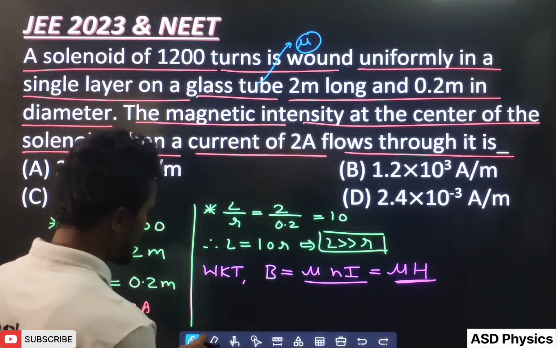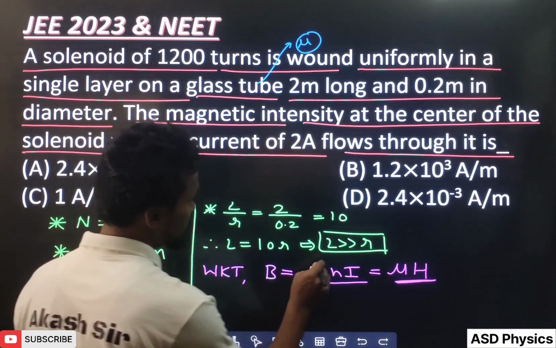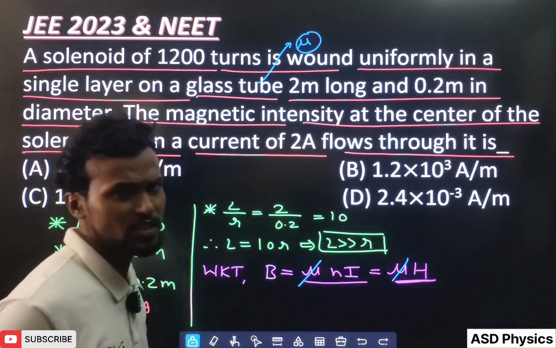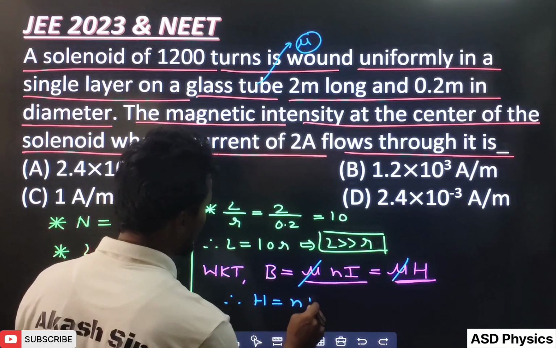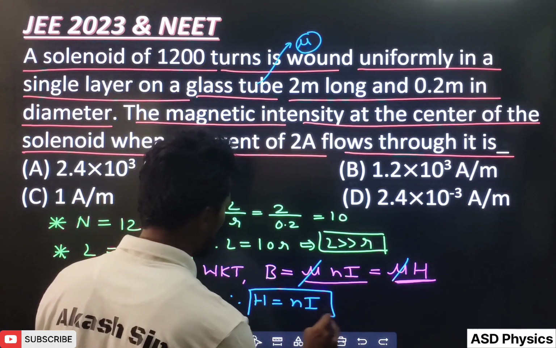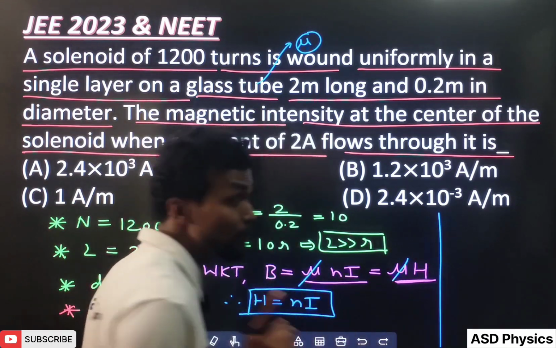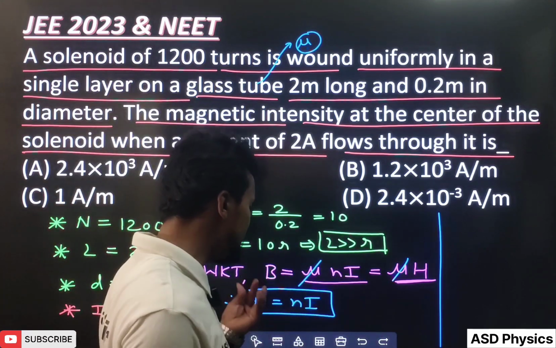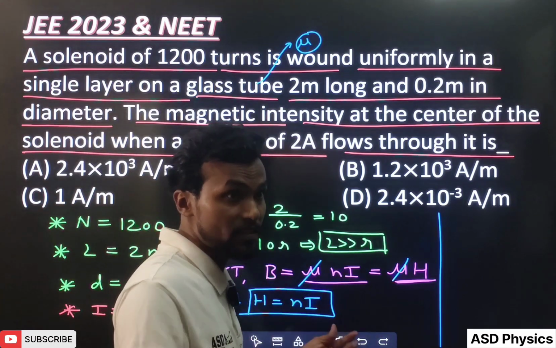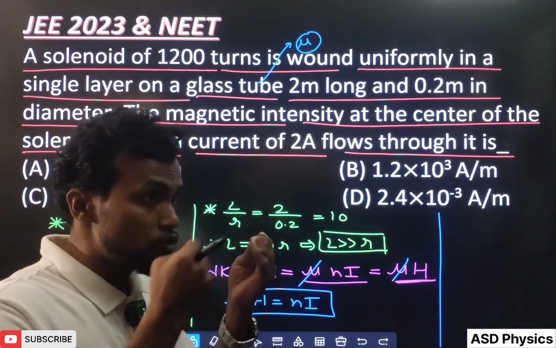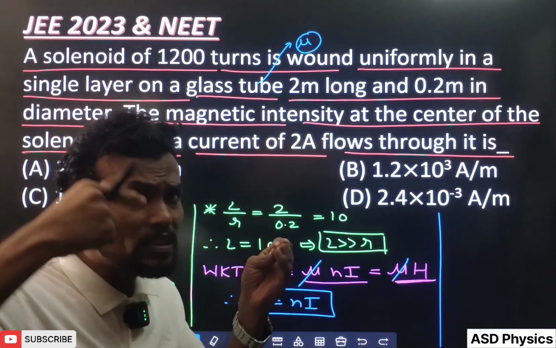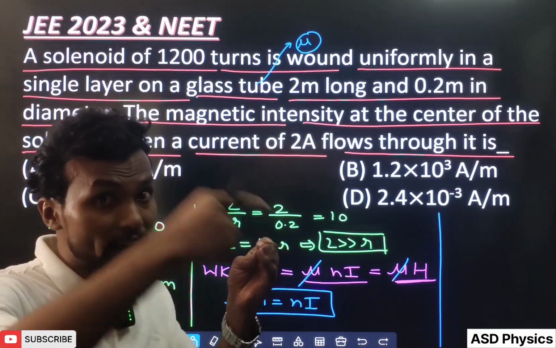So students, when you compare both the things, what will happen is that on both the sides this mu and mu will cancel out. So hence what we can write here is H equal to N into I. This is called the magnetic intensity, and it only depends upon the current, independent of the material of the solenoid on which the wire of the solenoid is wound.